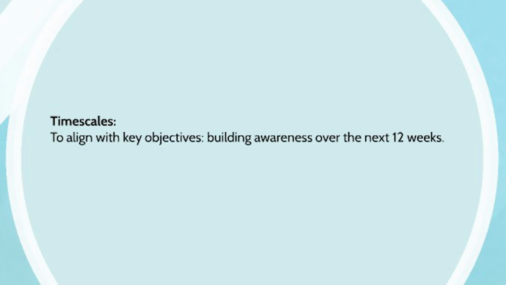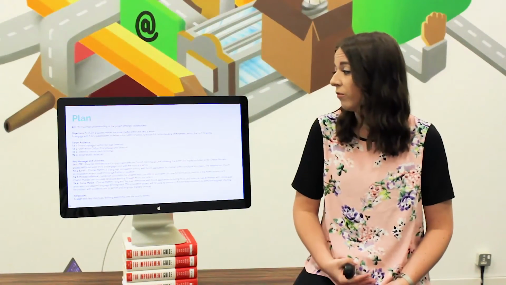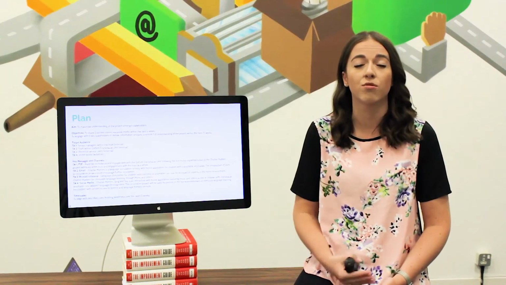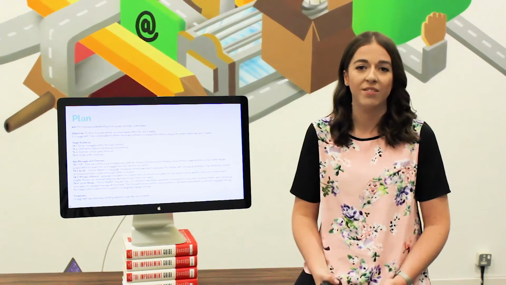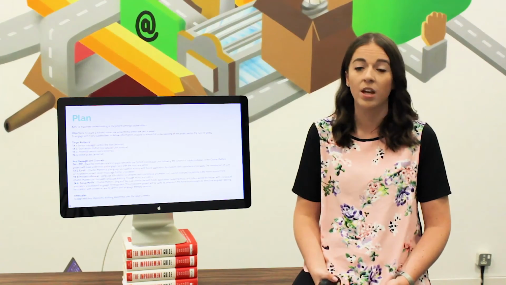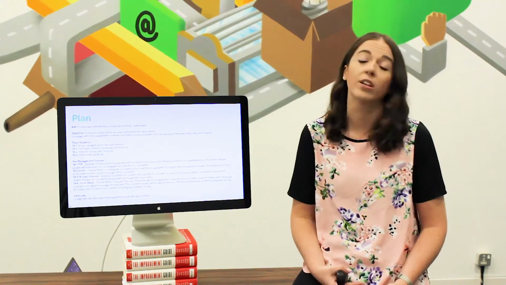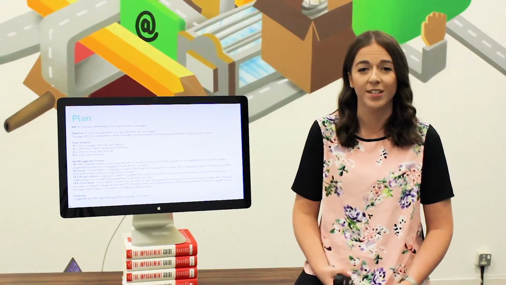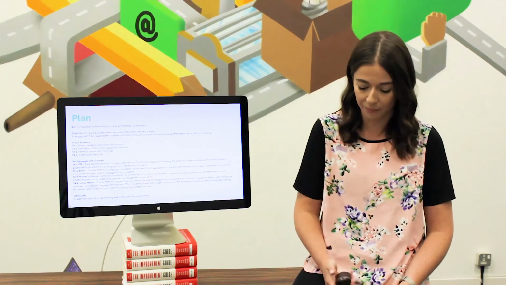So the final area of a plan to consider is the timescales. A lot of your objectives, key messages and channels might be time sensitive, so you might want to run different messages on different channels for smaller amounts of time. So for example, I've put here, to align with key objectives, building awareness over the next 12 weeks. Because a lot of our key messages here are quite generic, this can just be used as general brand awareness throughout the course of the project. If you had a specific action that you wanted people to engage with, you could run one key message and channel, for example, an email for 2 weeks with a specific message, and then you could ask them to engage with you over that specific timescale.